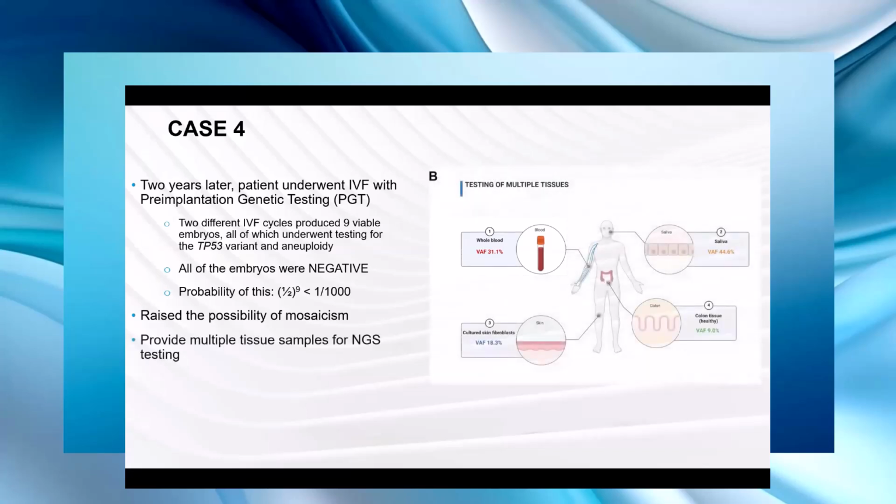So we did additional testing on three tissue samples: saliva, skin fibroblast, and colon tissue. All three specimen types revealed variable variant allele fractions for this particular TP53 variant. So this confirms that this individual is actually a mosaic for Lynch syndrome. So the question becomes, how does this change the genetic counseling for this patient, right?